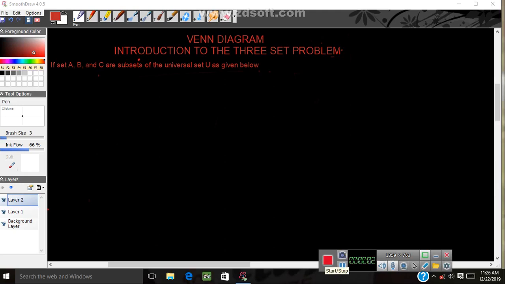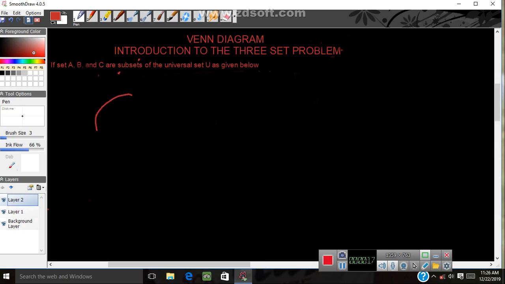Venn diagram. The three set problem. If sets A, B, and C are subsets of the universal set as given below, let me draw the sets down here so that they can clearly be seen.